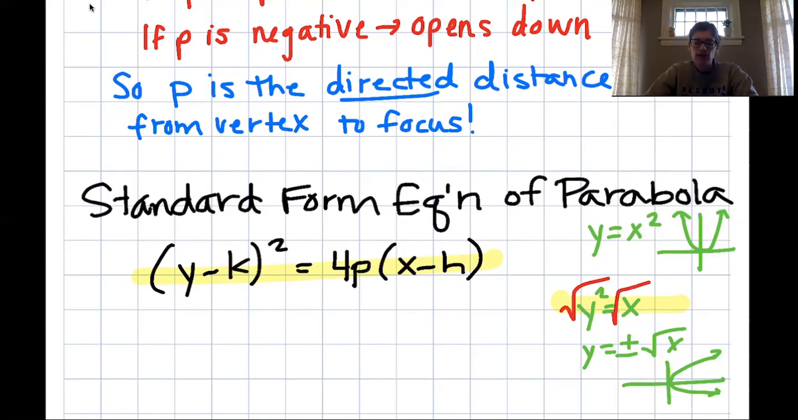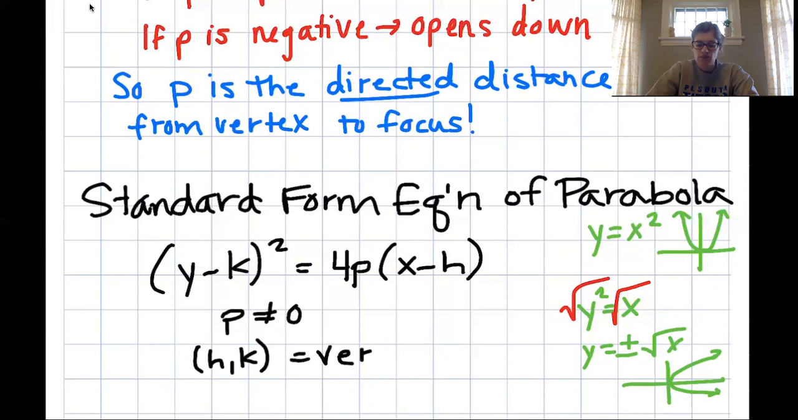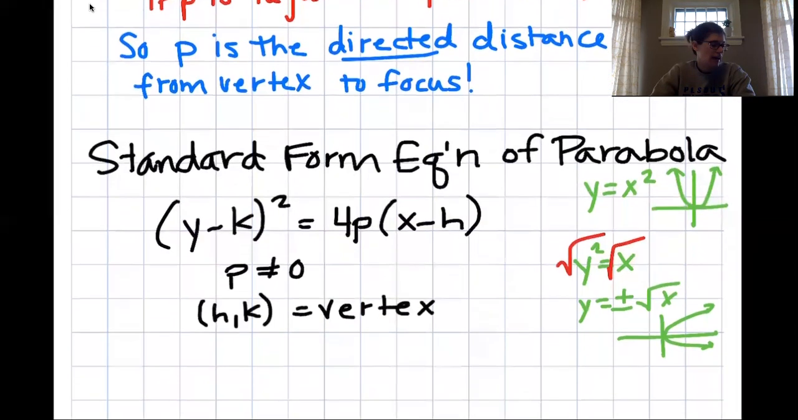Okay, so back to our equation here, y minus k quantity squared equals 4p times x minus h. Quick couple of things to note about this equation. Of course, p cannot equal 0. That would be pretty boring. And (h, k) is still our vertex. Just be careful on these problems that you don't always assume that the one on the left is h and the one on the right is k. You have to look at whether it's x or y as to whether it's h or k.